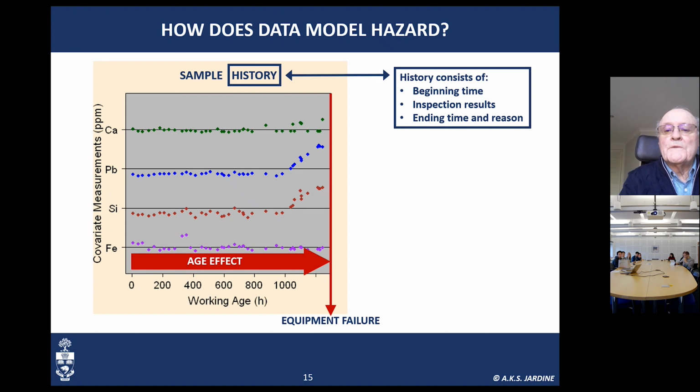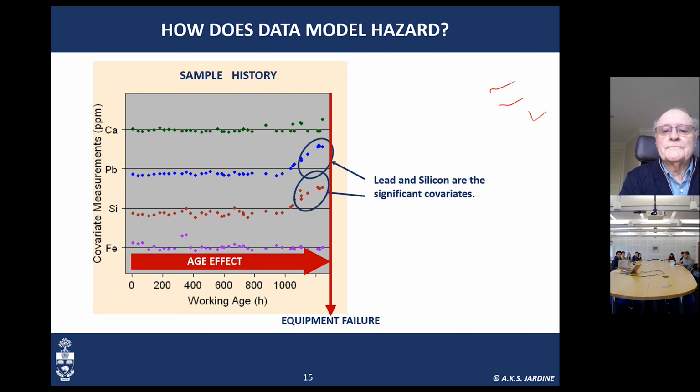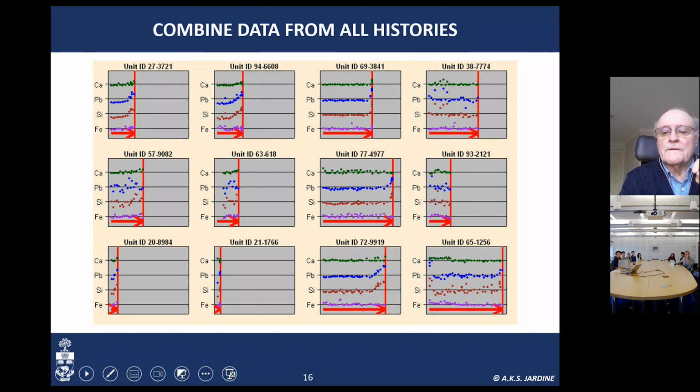So you have to know when the item comes into service, information you get from inspections, and when it comes out of service. It may come out of service because of failure, but it may come out of service because of a preventive removal. And you need to know what type of removal it is. Now, if we just look at that data set there, most of us would spot that both lead and silicon are tracking upwards just before we had a failure. So we might say, well, it seems as if perhaps lead and silicon are the key risk factors.